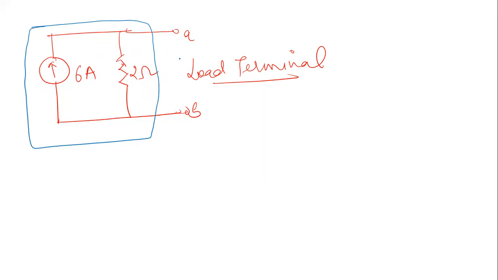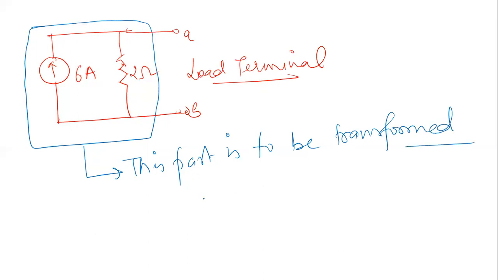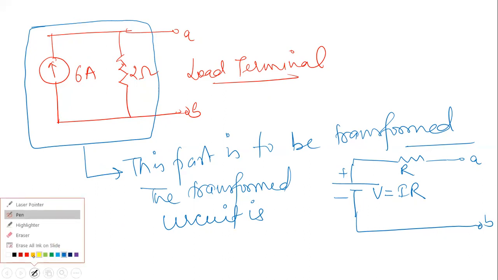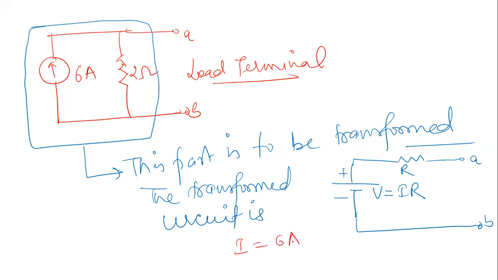We will not touch the load terminals. We will only transform this part. Now the transformed circuit is, you have a voltage source which is equal to V is equal to I into R, and that R is here, and then you have the load terminals AB, right? So in this case, I is equal to 6 ampere, R is equal to 2 ohm, so V is equal to 12 volt. So this is 12 volt and this is 2 ohm.